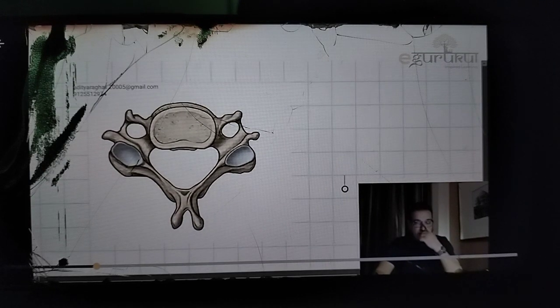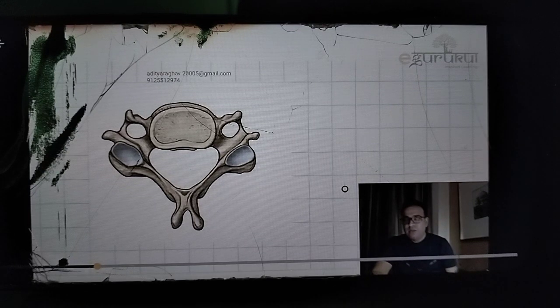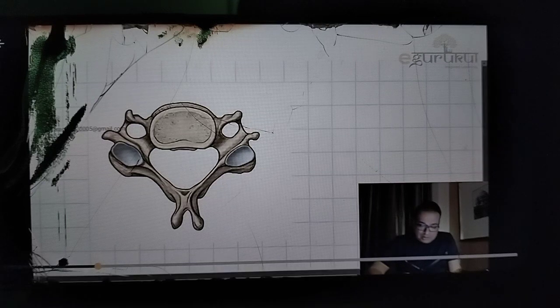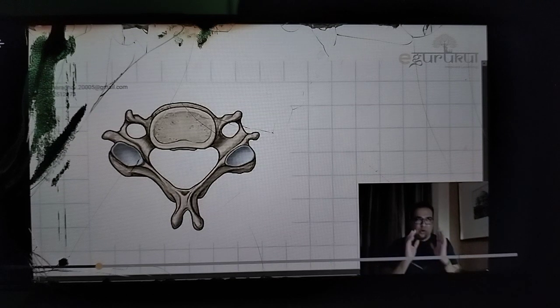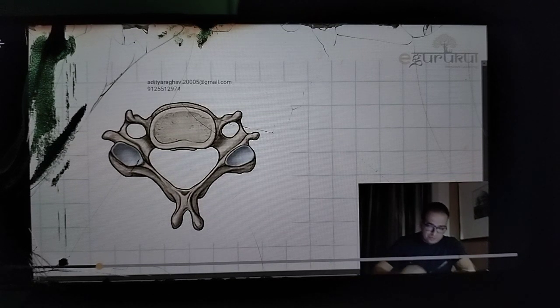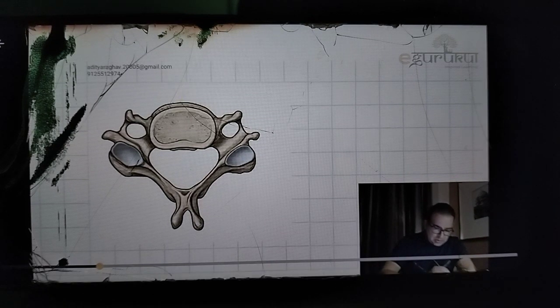This is a picture of a typical cervical vertebrae, and you're seeing it from the top. Now, some features of the cervical vertebrae separate it from other vertebrae. The two important features of a typical cervical vertebrae: one, the spinous process is bifid, as I divided it, and two, the presence of foramen transversarium through which the vertebral artery will pass. Those are the two most important features. First, let me start with this.